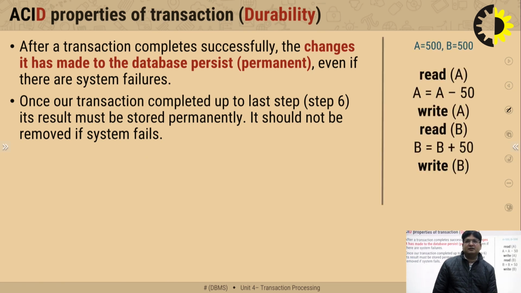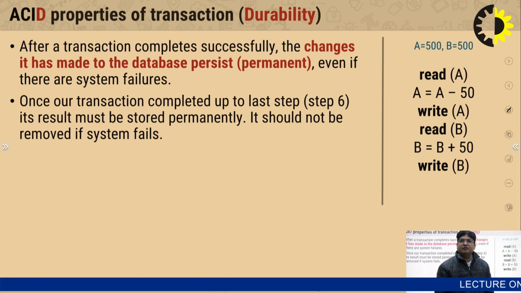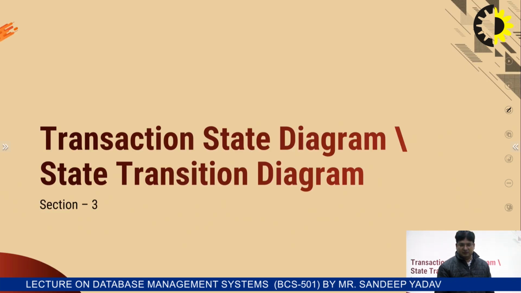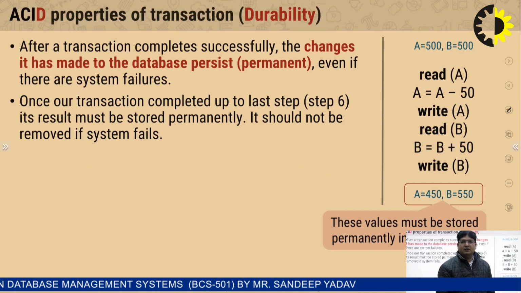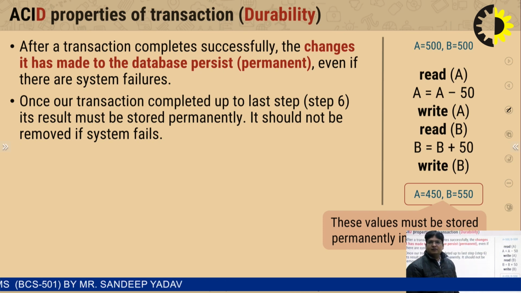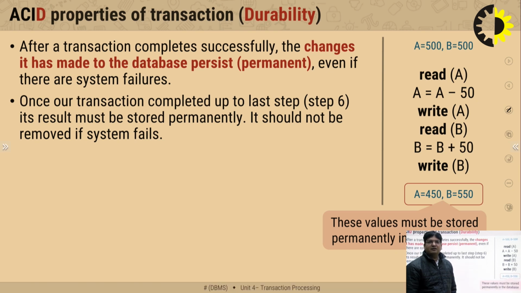Let us see this: A equal to 500, B equal to 500. Now, we are transferring 50 rupees from A to B. So A will be A minus 50 and B will be B plus 50. So what will happen? The final value of A is 450 and the final value of B is 550. Now, these values, when the last line executes, that is, write B executes, must be stored permanently in the database.